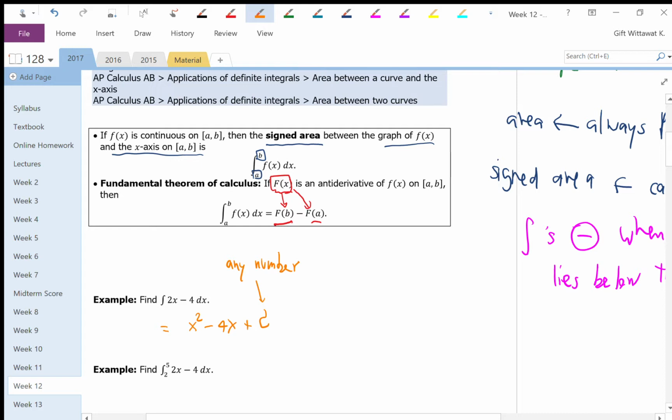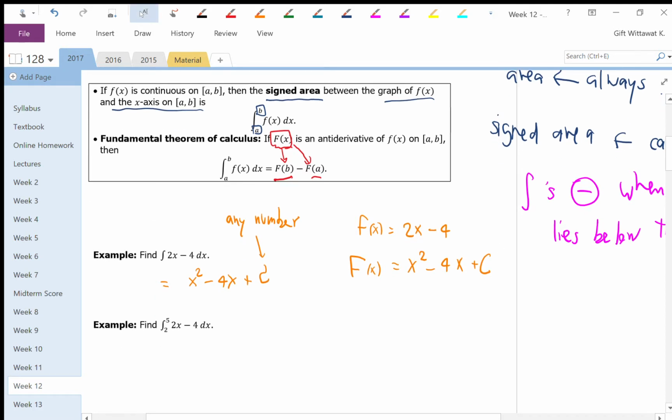In terms of the fundamental theorem, we will have that my little f is 2x minus 4, and my big F is x squared minus 4x plus c. So my big F function is the antiderivative of little f. My little f is the derivative of big F. So this is straightforward.